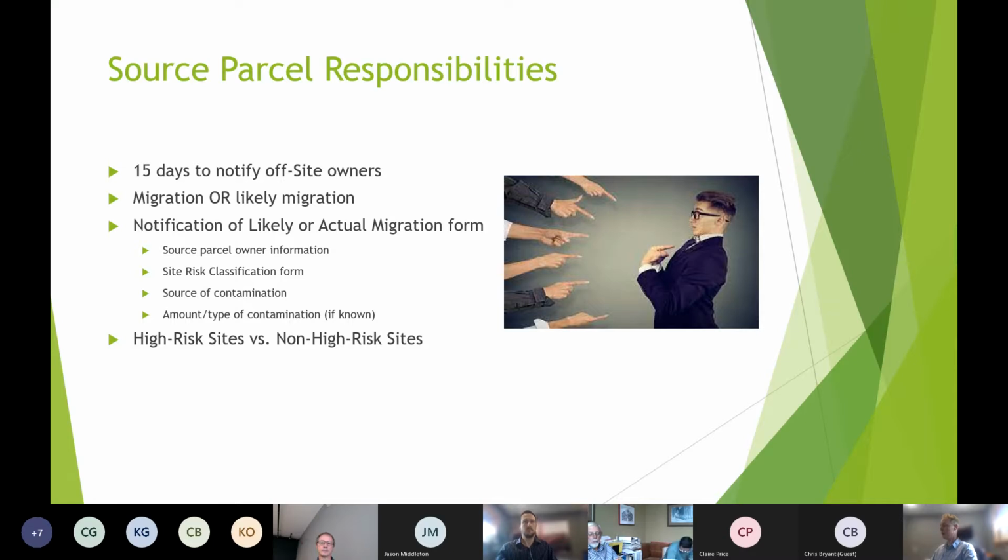If your site is non-high risk, and this is the majority of sites, actually more than 98% of sites, then there is no time limit or pressure put on the polluter by the Ministry of Environment. This may change, of course, if legal action is taken against the source owner.